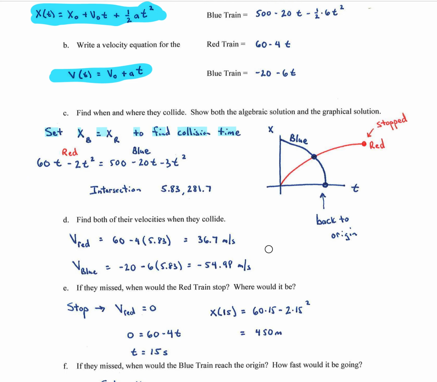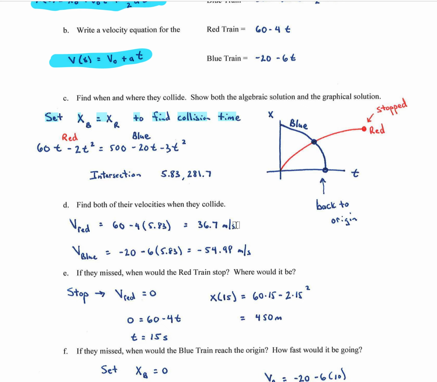Find both their velocities when they collide. That's easy, right? We have velocity equations right here. All we're doing is plugging in time into that and getting their velocities. The red is obviously slowed down, and the blue has sped up.